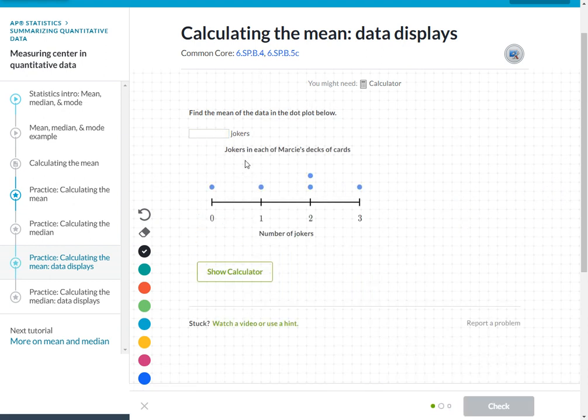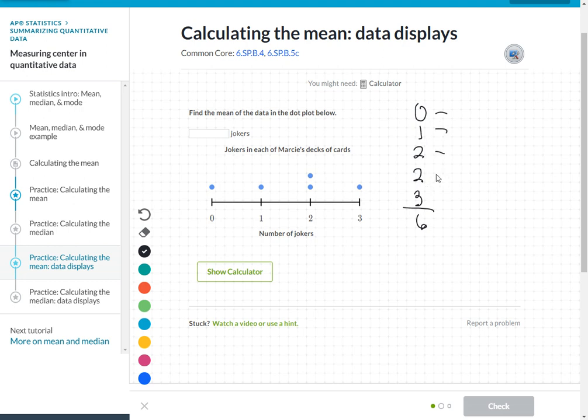Find the mean of the data in this plot, the jokers in each of Marcy's deck of cards. So we have a 0, we have a 1, and since it's a dot plot, there are 2 2s, and then 3 is there once. So all I did was find out how many times each number was represented. So you got a 0, a 1, 2 2s, and a 3. Add them up, like we said, 1 plus 2 is 3, 5, 6.